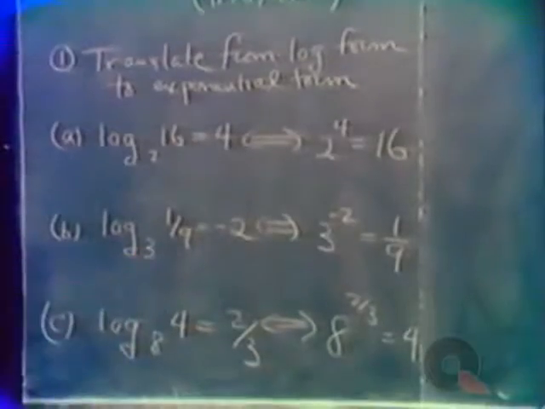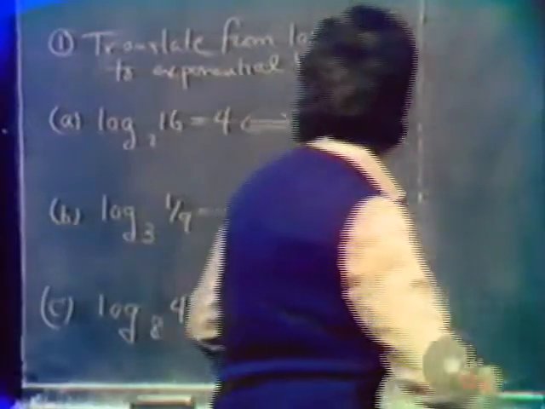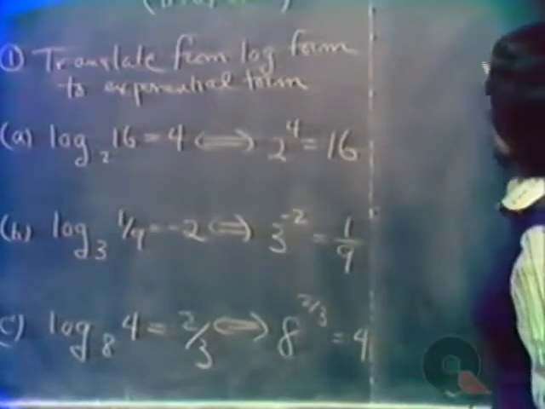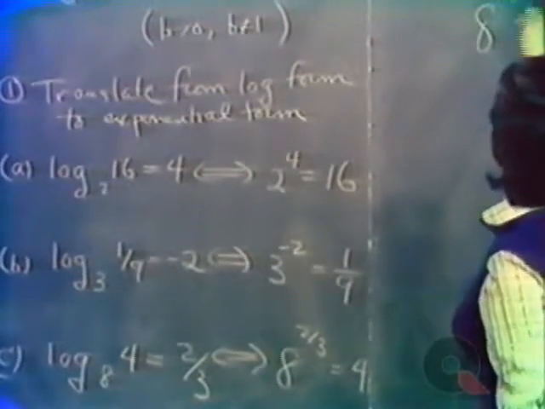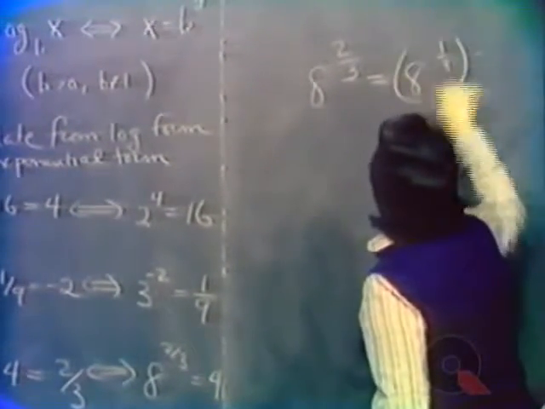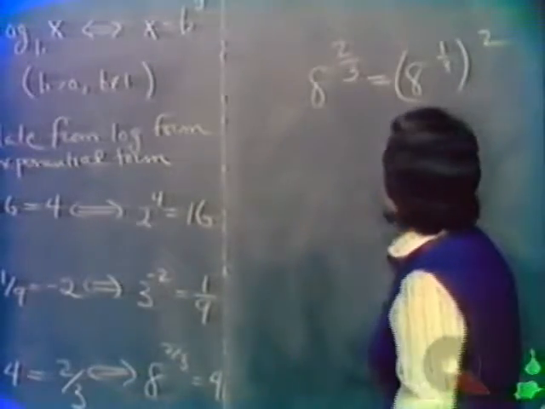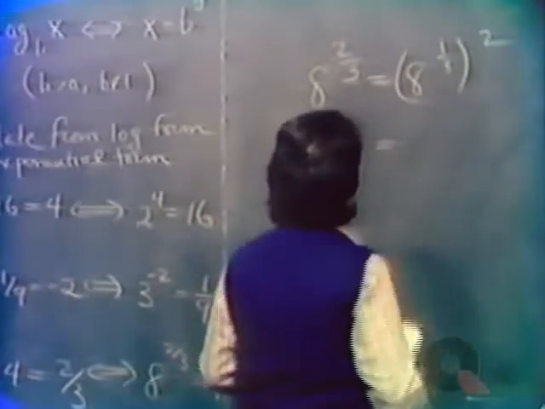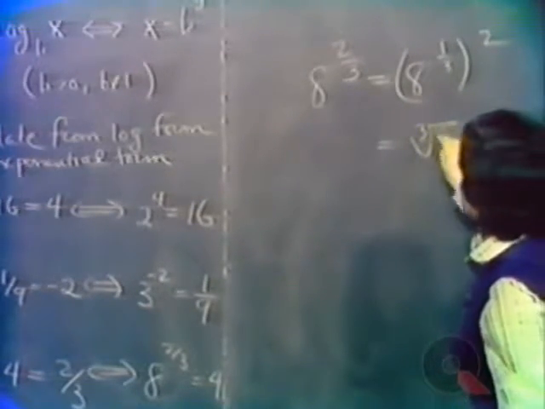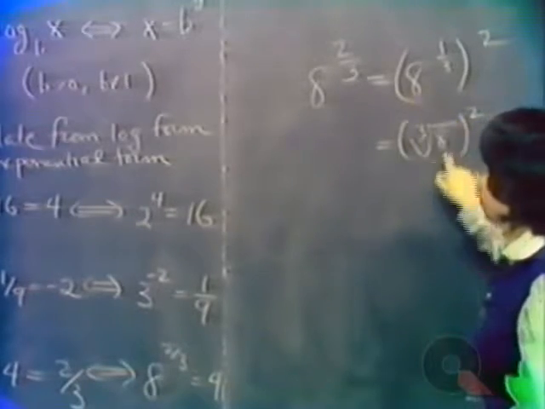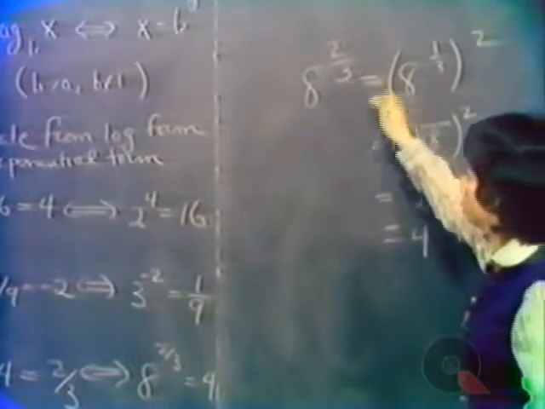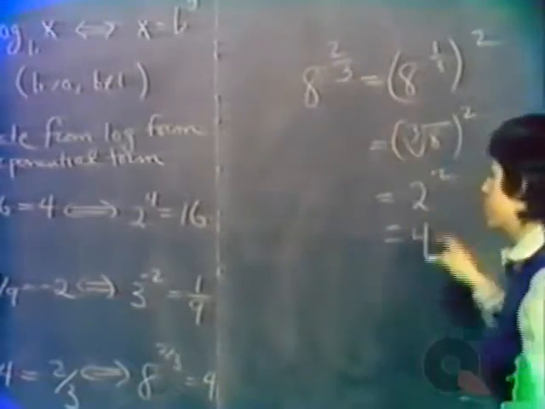This last one might need a little explanation. Let's look at 8 to the 2/3. I just want to show you that 8 to the 2/3 is really equal to 4. 8 to the 2/3 power could be thought of as 8 to the 1/3 power squared. And this could be thought of as the cube root of 8 squared. The cube root of 8, of course, is 2. 2 squared, or 4. So 8 to the 2/3 power does come out to be equal to 4.